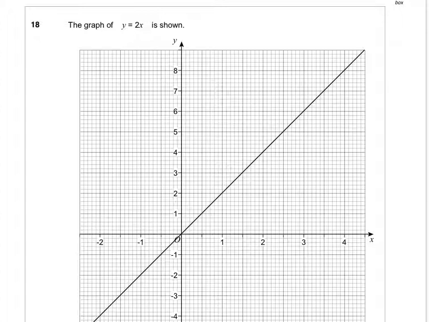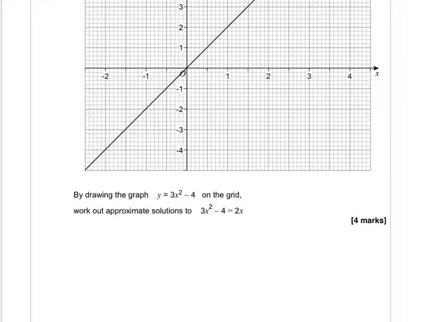Question 18 gives us the graph of y equals 2x, and the question says that by drawing the graph y equals 3x squared minus 4 on the grid, work out approximate solutions to 3x squared minus 4 equals 2x. So it does tell us that we need to draw this graph. So the first thing that I'm going to do is make a table of values that I can sub in to find out my coordinates that's going to help me plot this graph. As the graph goes from minus 2 to 4, I'm going to use these values to figure out my y coordinates.